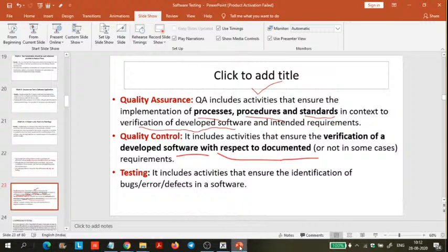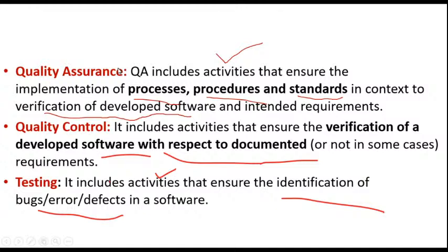Testing includes the activities that ensure the identification of bugs, errors or defects in the software. Testing means what? These three terms are very different. Testing means identifying bugs, errors and defects in the software. Testing, we need to identify the errors. Quality control means with respect to some documentation we need to test. So that is called test cases. We need to do the testing with the test cases.